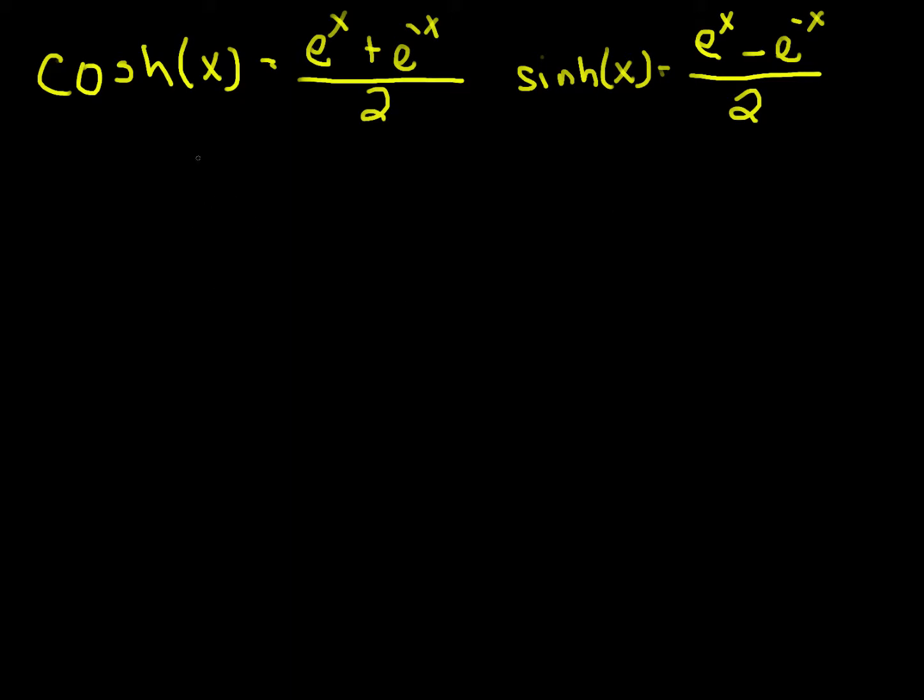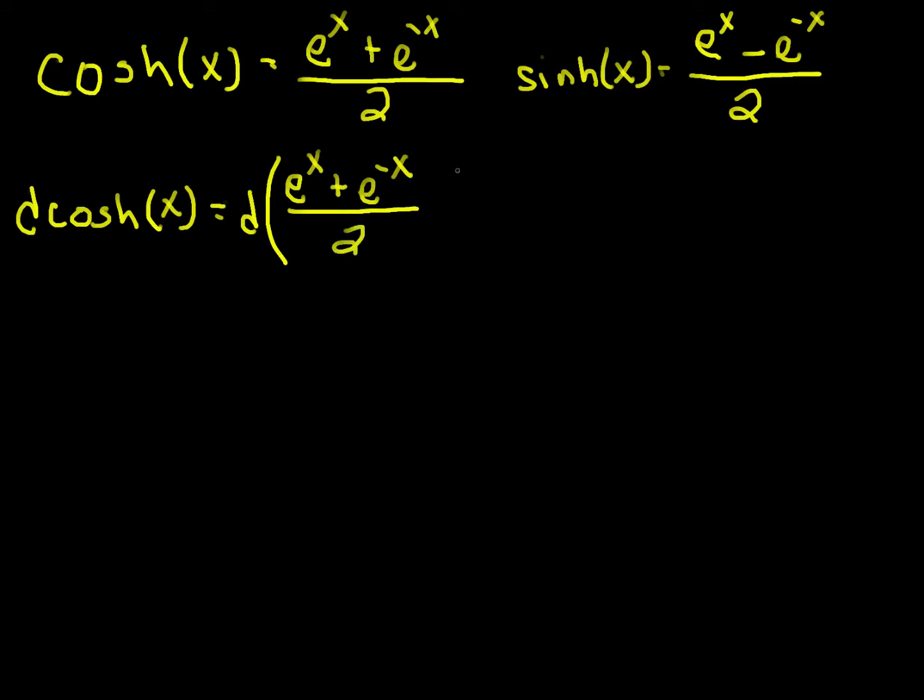So if I want to know what is the differential of hyperbolic cosine, it is equal to the differential of e to the x plus e to the negative x, all divided by 2. This is a constant, 1/2. I'm really multiplying by 1/2, so it can factor out. And my differential will distribute over addition.